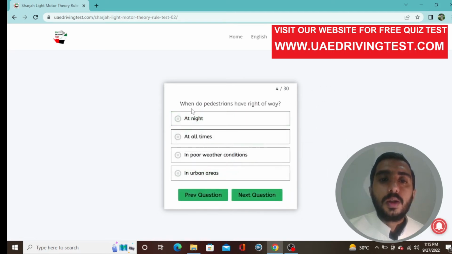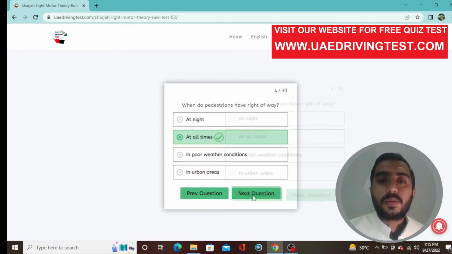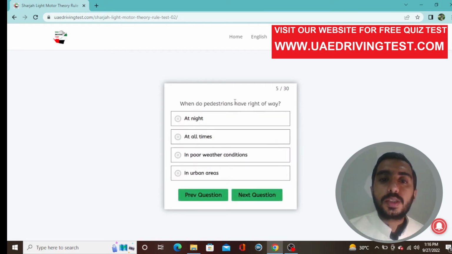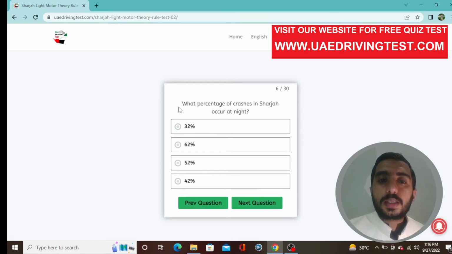Next question. Question number 4 is when do pedestrians have right of way? Pedestrians have right of way all the time. Option B is the correct one. Next question. When do pedestrians have right of way? Same question and the same answer, at all time. Option B is the correct one. Question number 6 is what percentage of crashes in Sharjah occurs at night? 52%. Option C is the correct one.